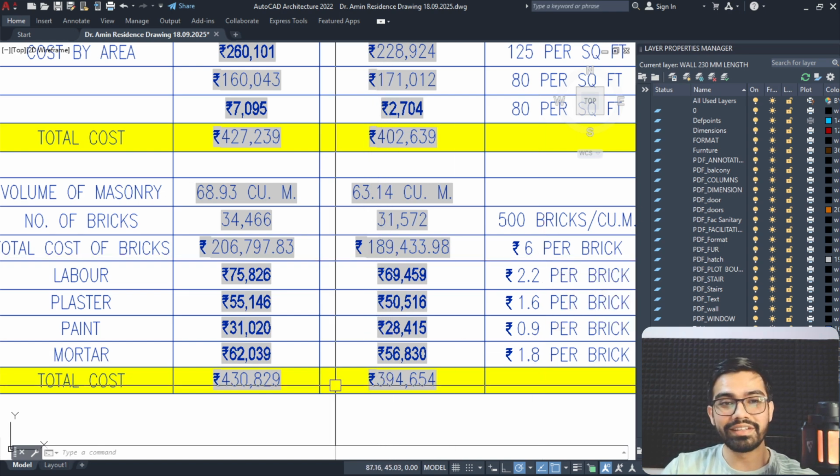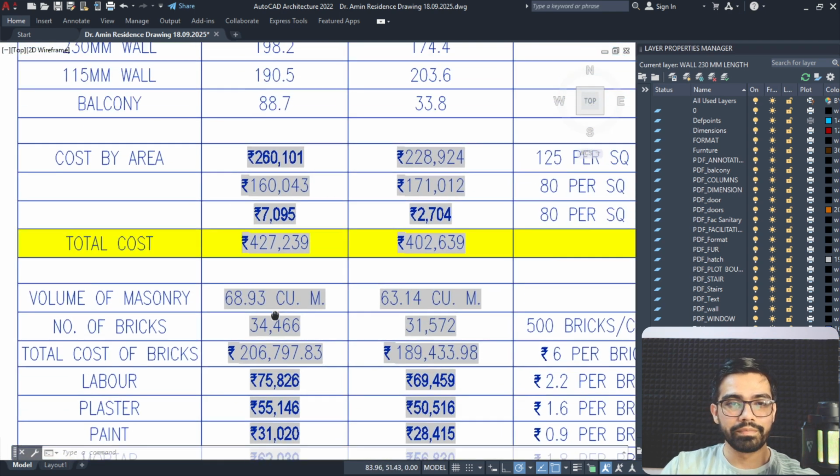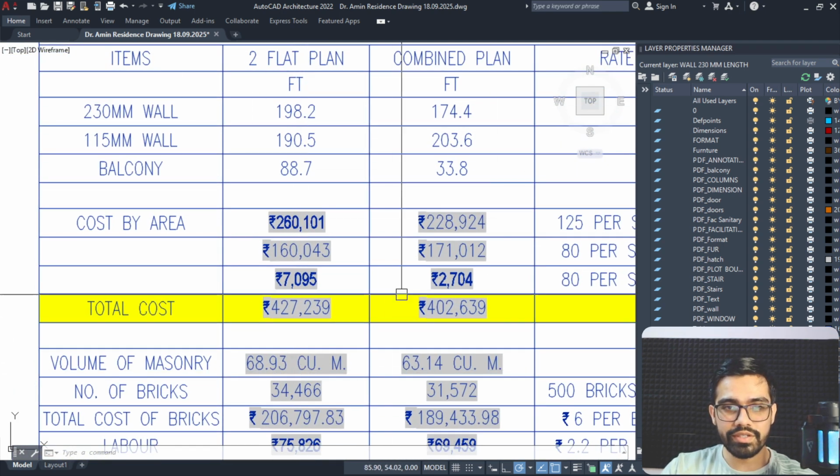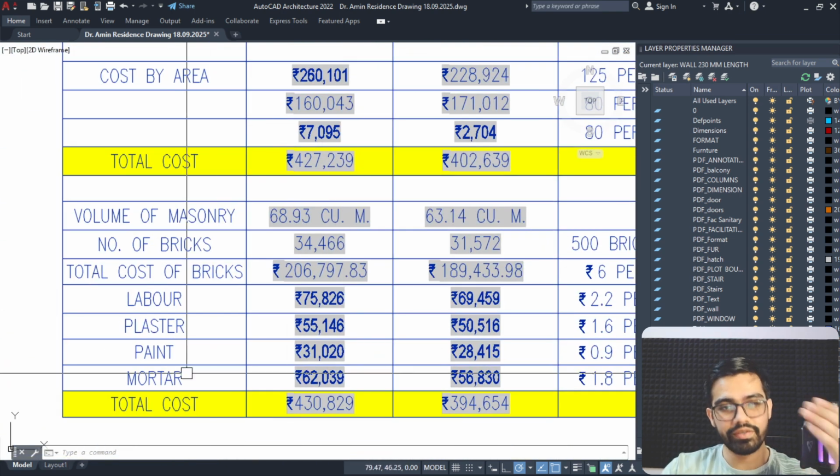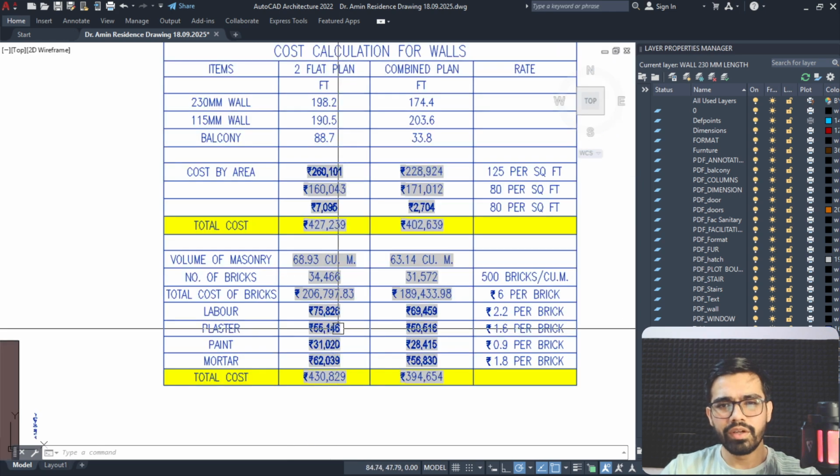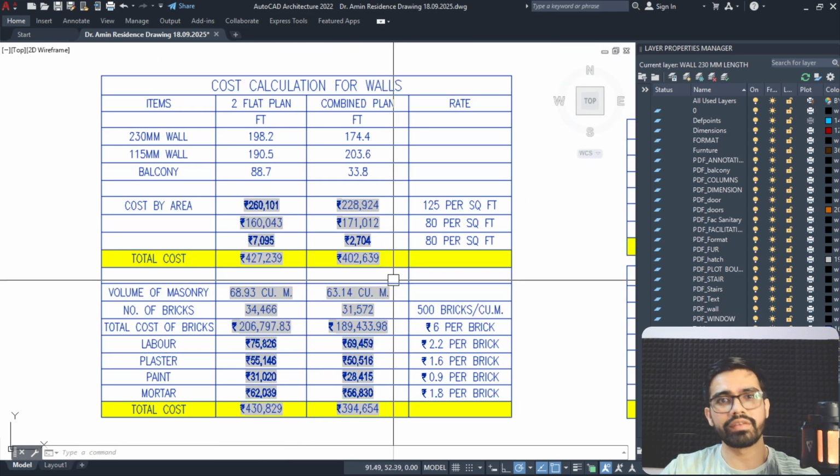It's just combining everything into one chunk and then doing it. But surprisingly, it did come out to be pretty close. But I would trust this one more because I'm considering labor, plaster, paint, mortar. Awesome. So that was 25,000 saved.